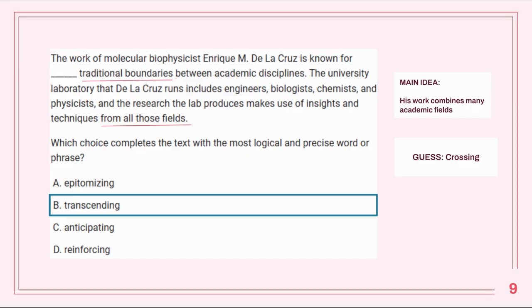And then reinforcing, that's the opposite, because reinforce means to like be like, yes, this is right. We're not reinforcing traditional boundaries, we're doing the opposite, we're breaking them. If we were reinforcing traditional boundaries, same problem as epitomizing, that would mean that we are following traditional boundaries. We're saying that we should only work in one discipline at a time, but that's the opposite of what we want to say, right? That means we're transcending traditional boundaries, we're crossing traditional boundaries. So here, I think the second sentence is kind of giving you the definition of what the word should be. We're combining work from many fields and breaking those boundaries.